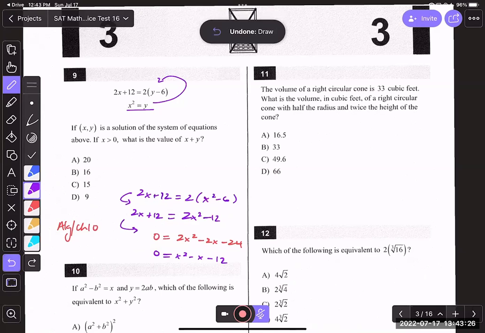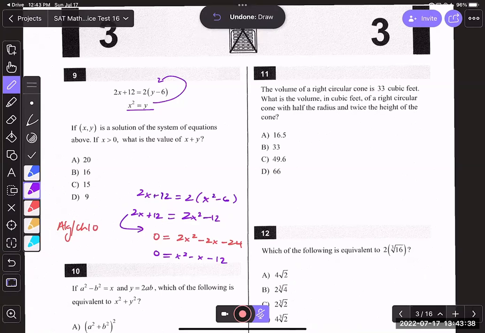Yes. So what did I do in this first step? You had to get rid of the parentheses. Right, I distributed to get rid of the parentheses. What did I do from the second to third step? You move everything to the right. And what did I do from the third to fourth step here? I divided everything by 2.